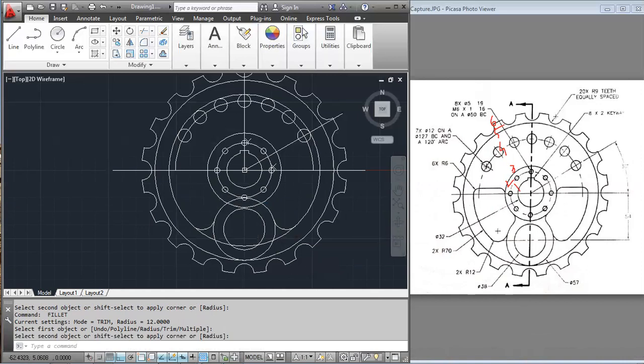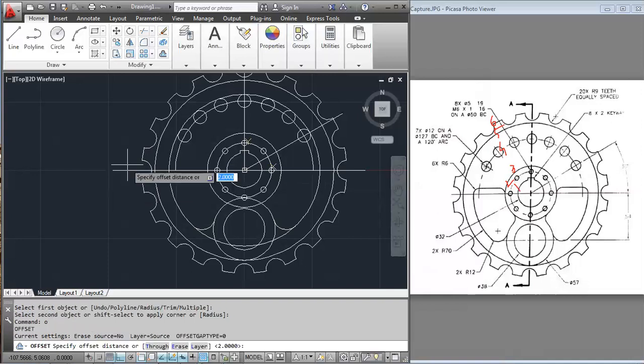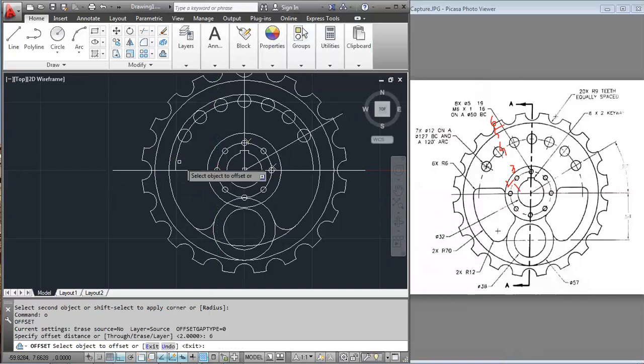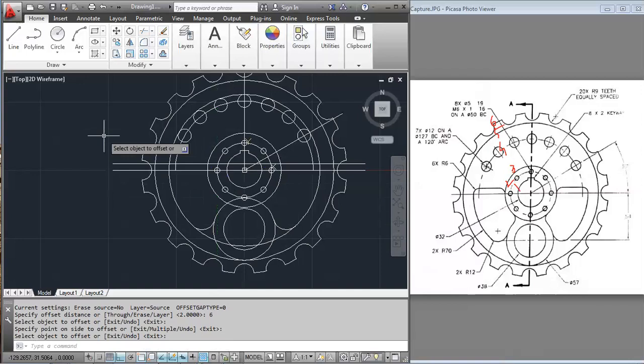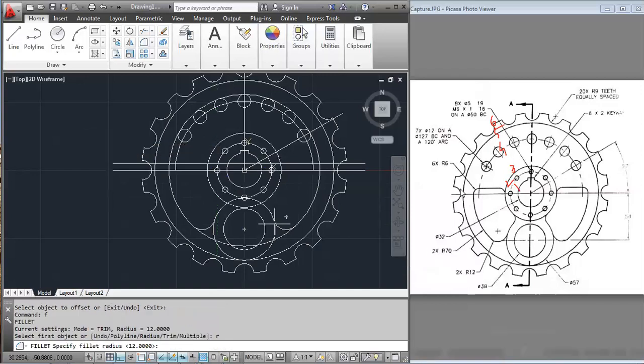Now there has to be another radius, and I do not know this dimension as well, right? So let's just take a 6 mm gap. Let's just take another line at 6 mm above the center line. So offset, there should be a 6 mm line. Take it on this side. All right. Now I can just do fillet. The radius of the fillet should be 6. Enter.